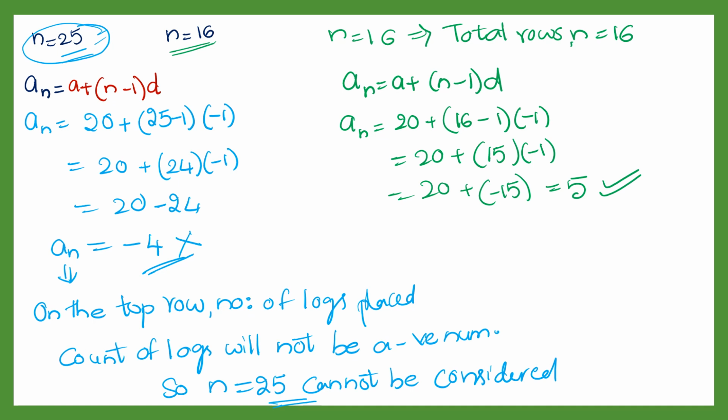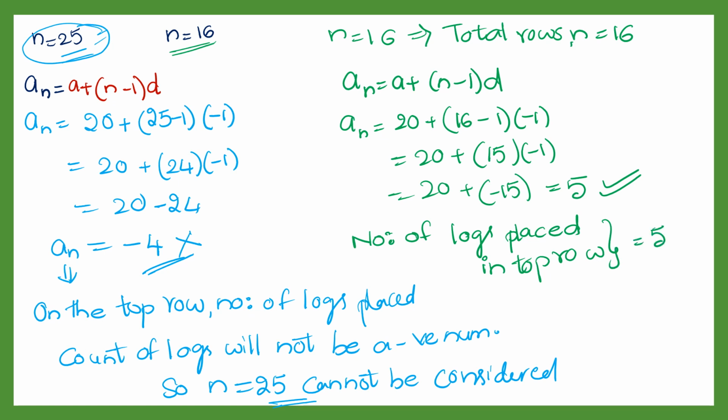So number of logs that can be placed in the top row is 5. Number of logs placed in top row is 5 and the total number of rows is 16. These are the answers. Total rows in which logs are placed is 16 and the number of logs placed in the top row is 5.